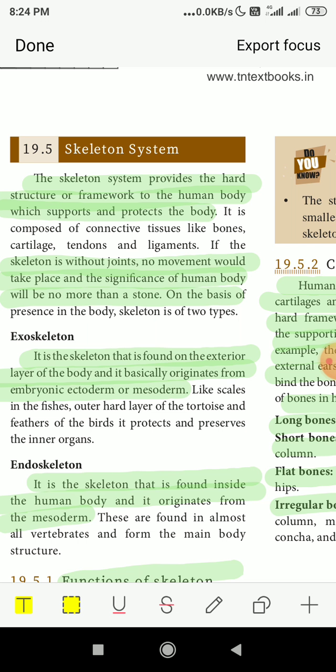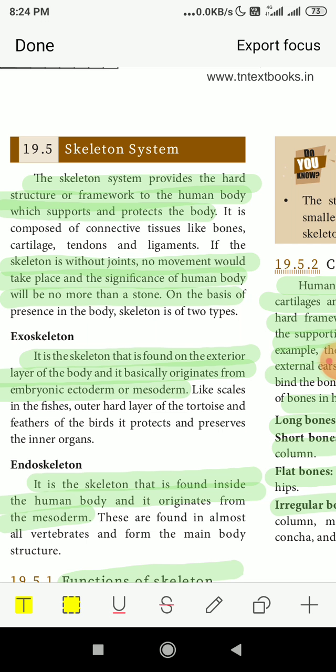Without joints, no movement would take place, and the significance of the human body would not be more than a stone. If there are no joints, there will be no movement happening, and like a stone, we will be there in one place. Exoskeleton. So the skeleton is divided into two, exoskeleton and endoskeleton.